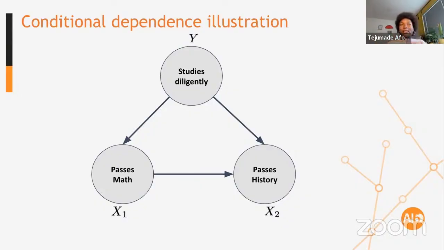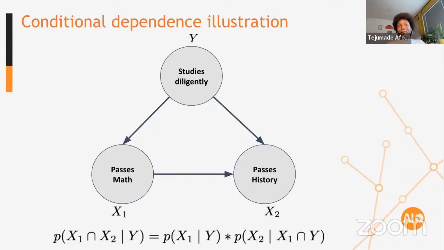You would say that the probability that the student passes math and passes history, given that the student studied diligently, is the same as saying that the probability of the student passing math, given that they studied diligently, multiplied by the probability that the student passes history, given that they pass math and they study diligently.